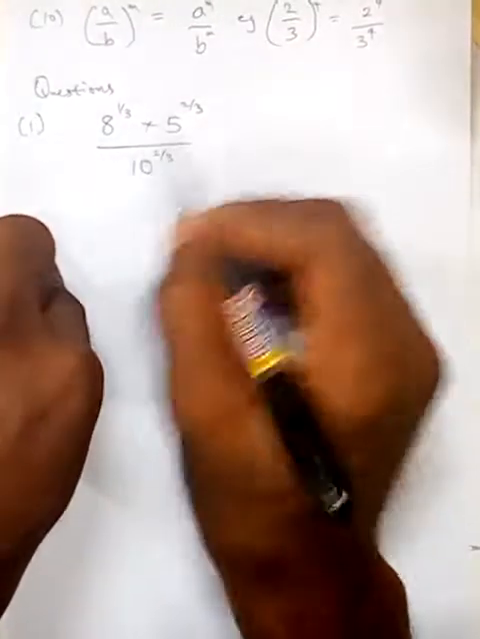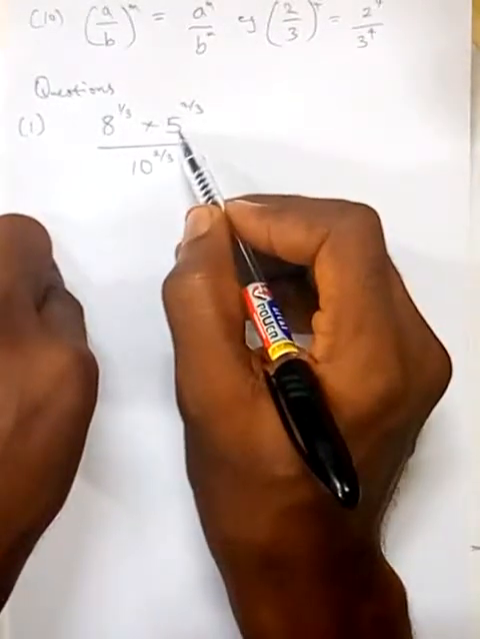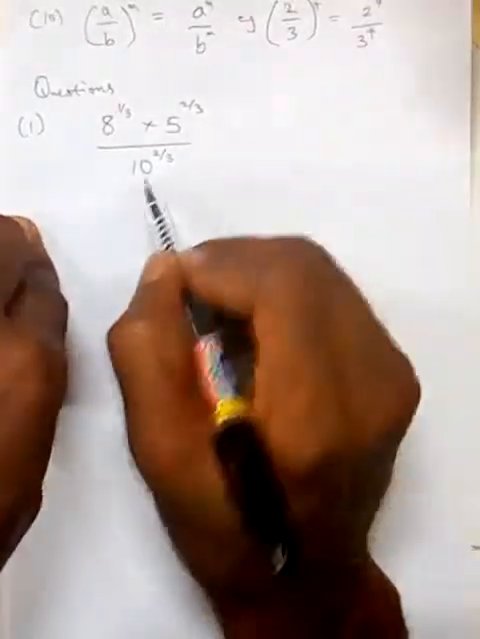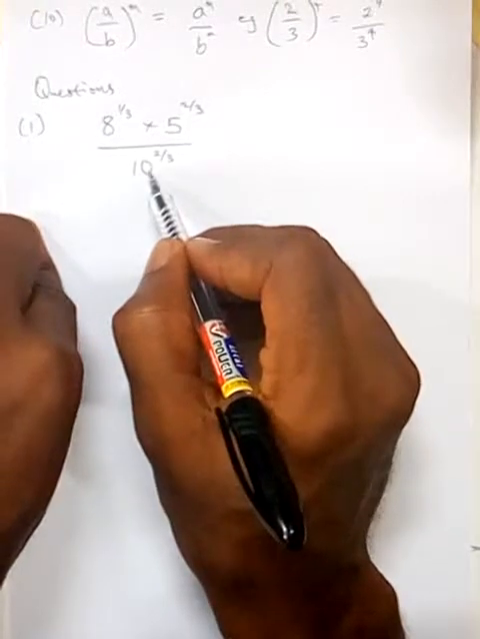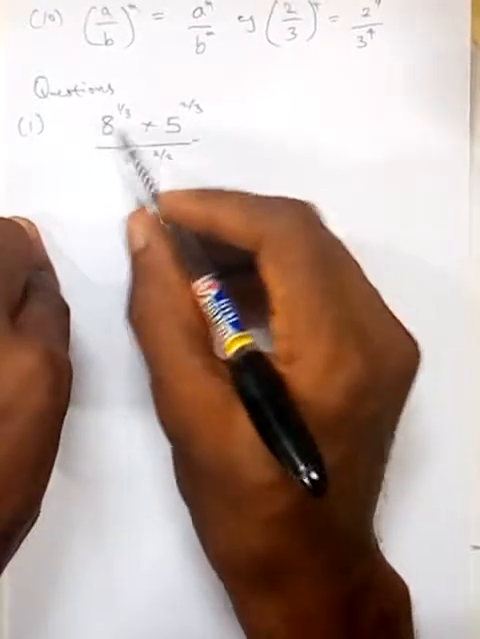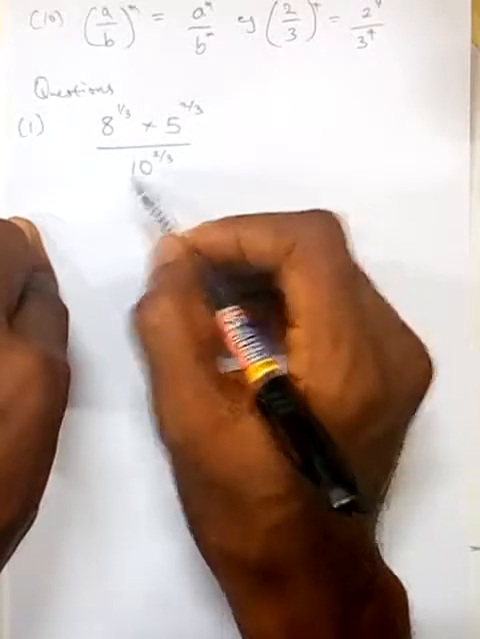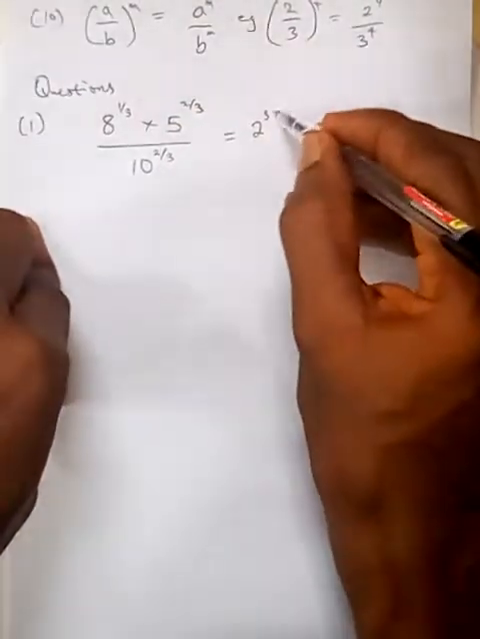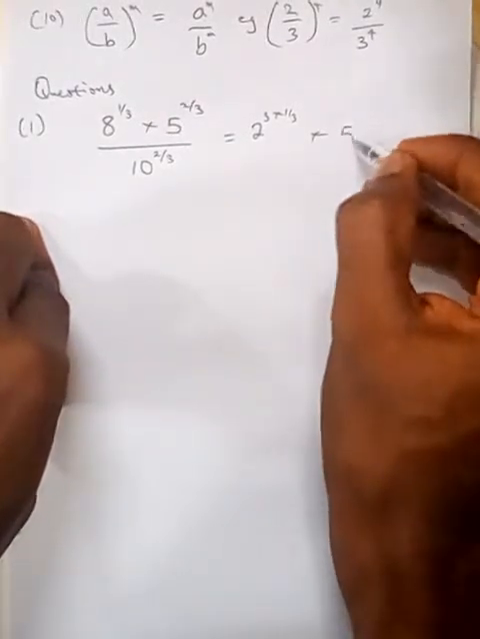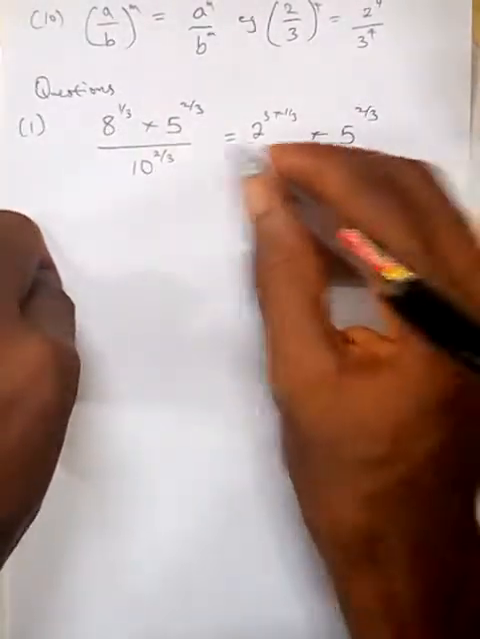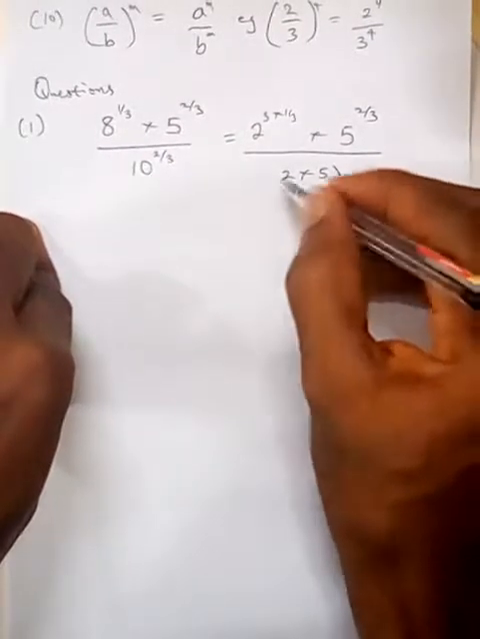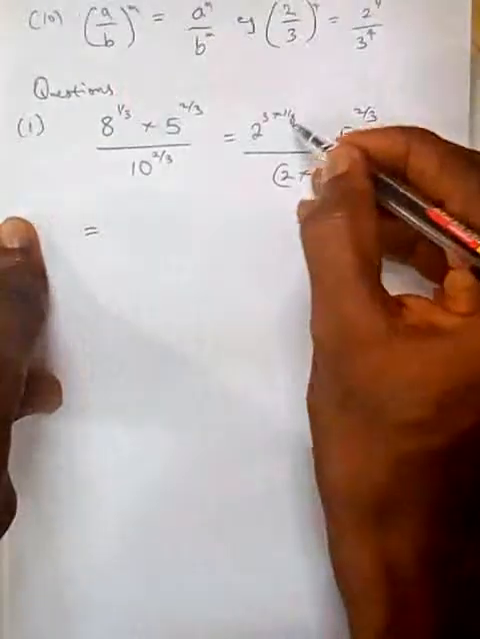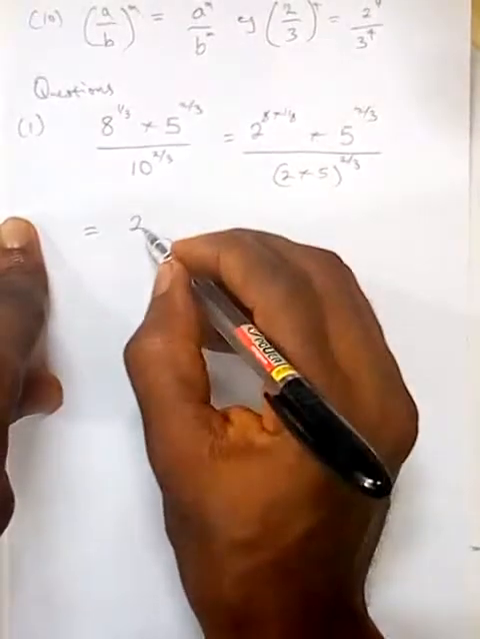Okay, now if you look carefully at this question, you see that this is 5, this is 8. In 8 you have 2, because 2 raised to 3 is 8, and in 10 you have 2 and 5. So you break this such that you have 2 5 here. So this gives us 8 is 2 raised to power 3 times 1 over 3 times 5 raised to power 2 over 3 over 10 is 2 times 5 raised to power 2 over 3. Now 3 here cancels this 3 to give you 2 raised to power 1, which is 2.